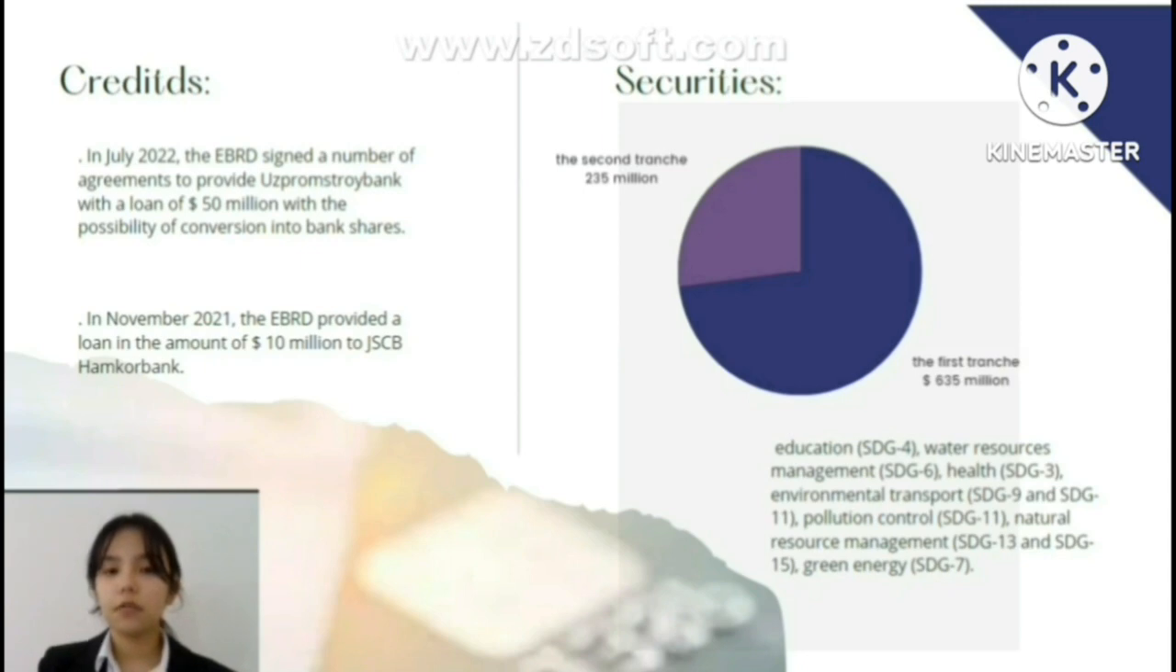The government of the Republic was the first in the CIS region and one of the first in the world to place government bonds aimed at financing sustainable development goals, sovereign SDG bonds. The volume of the issue amounted to $635 million and $235 million. Both issues are denominated in Uzbek soms.